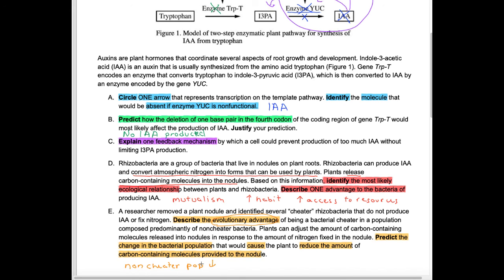Or likewise, you could probably infer that a relative increase in cheater bacteria would lead to relatively less nitrogen fixation and IAA produced, therefore, less carbon moving to those particular nodules. And that takes care of parts A, B, C, D, and E of the 2019 first free response question. Thanks for tuning in, and we'll see you next time.